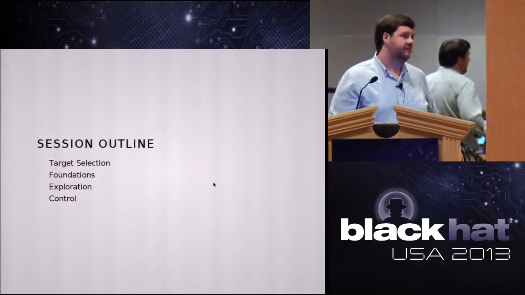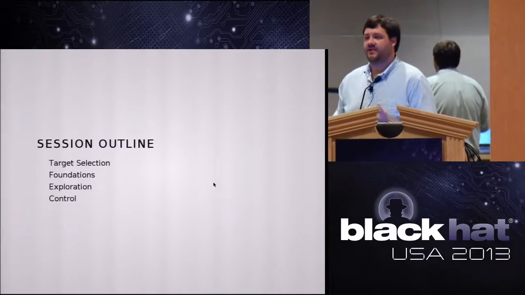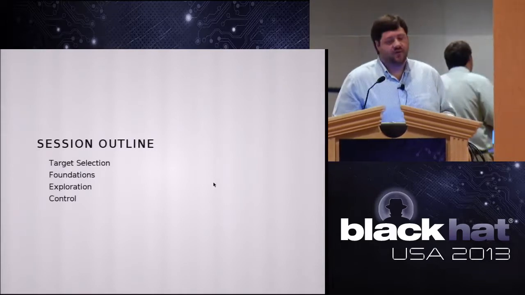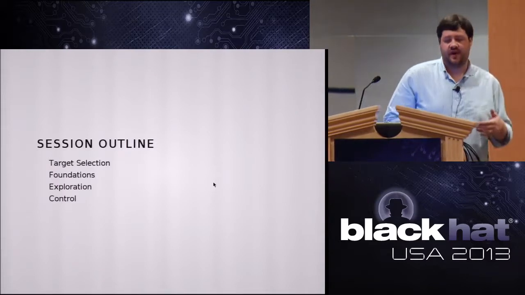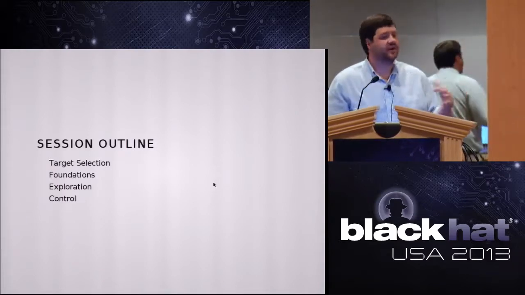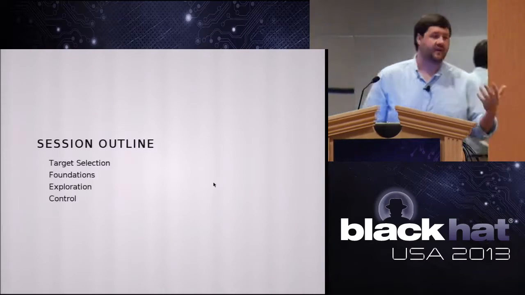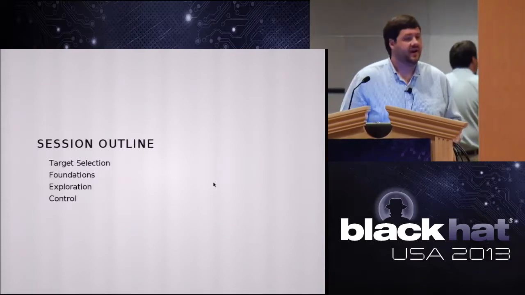The session outline: first we're going to start with target selection. We're going to look at the application specifically, look at the APIs a little bit and talk about our approach. We're going to talk about the foundation, stuff you need to know as you dig into this, and exploration of it. We're going to iterate between those two, both from looking at the binary, exploring it, and understanding it, and then the network level as well. And then we're going to talk about how to control it and have some fun with it.